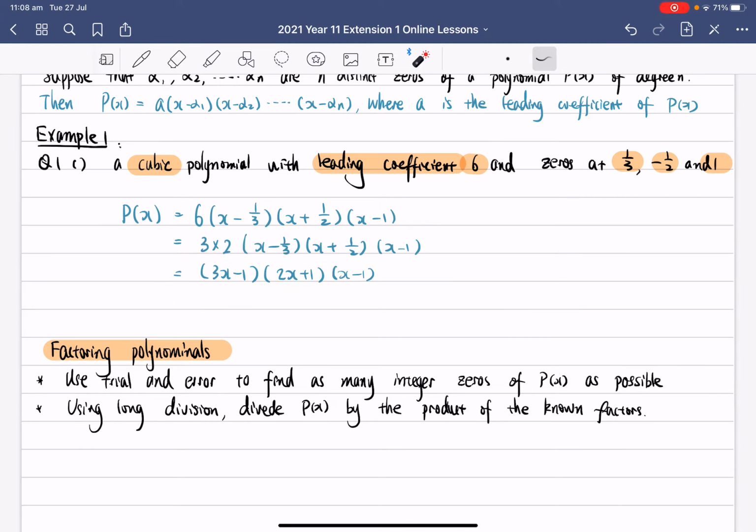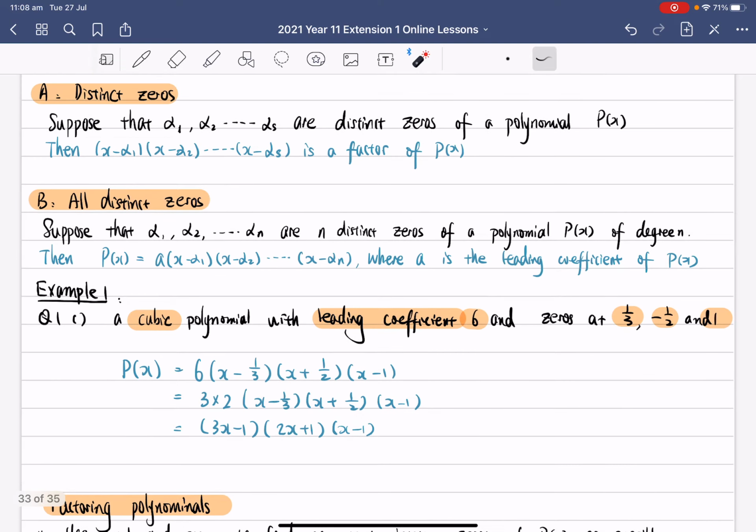And obviously this question looks like it's designed so that you can actually separate the 6 into 3 and 2, where you can put 3 inside this bracket and 2 inside the second bracket there. So it's a very simple question, all right? It sort of falls into these two properties here.